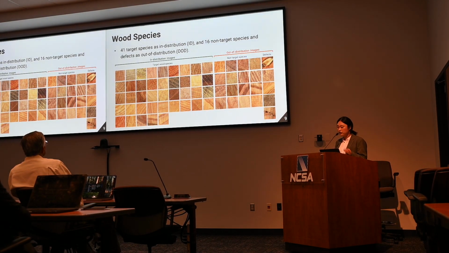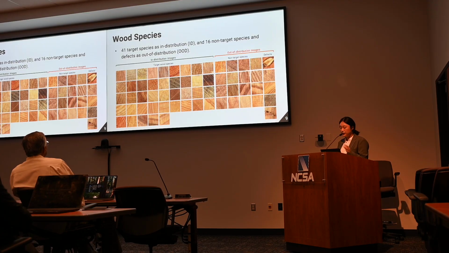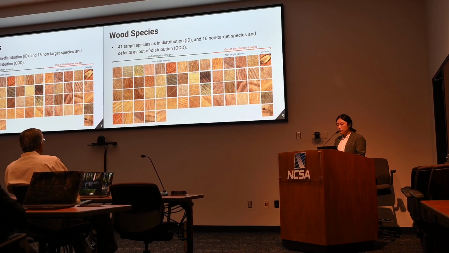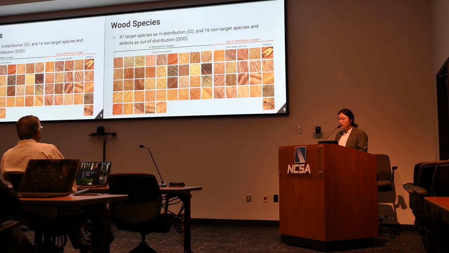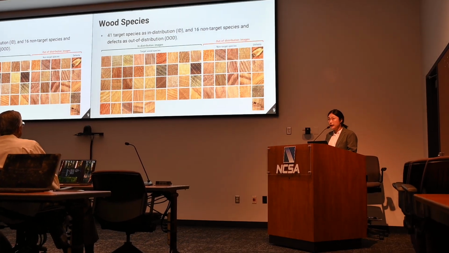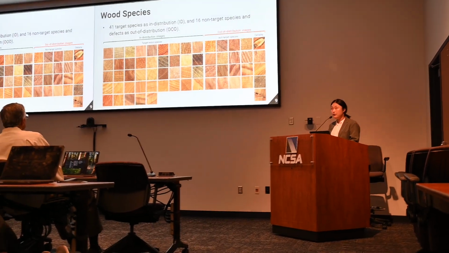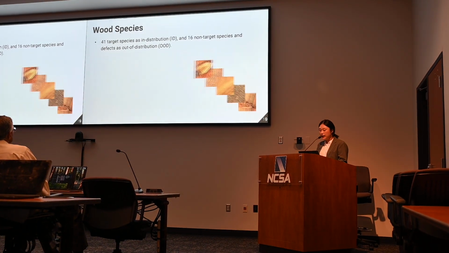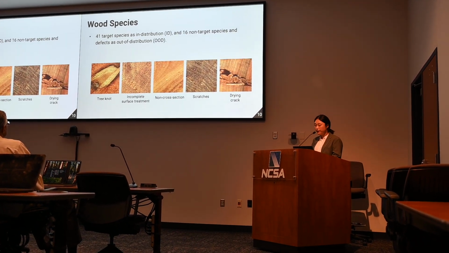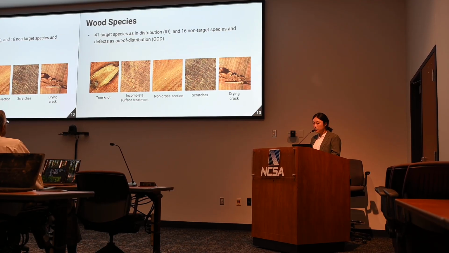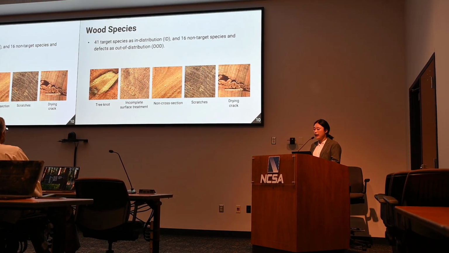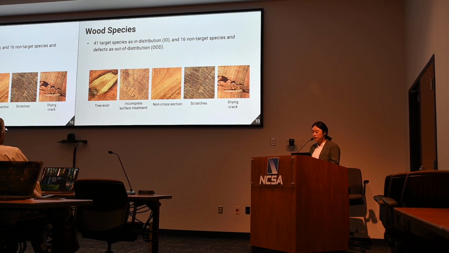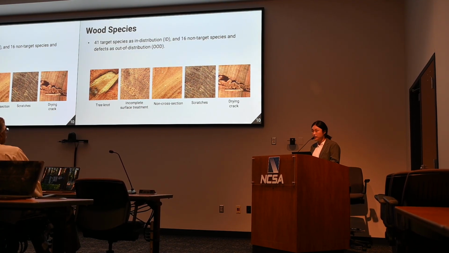In this research, 41 commonly found wood species in Taiwan were collected, which serve as in-distribution data. Additionally, 16 non-target species and 5 types of defective samples, such as tree knots, incomplete surface treatment, non-cross section, scratches, and drying cracks, were included for out-of-distribution detection.